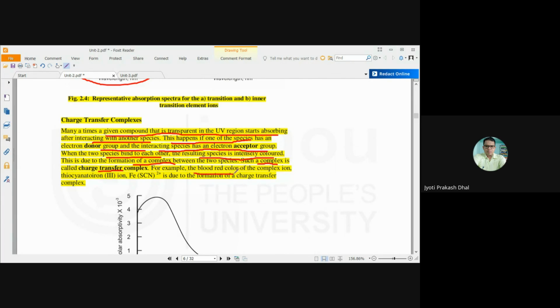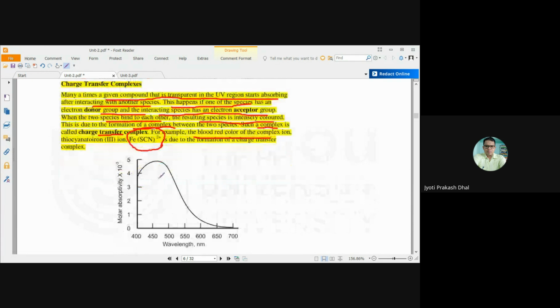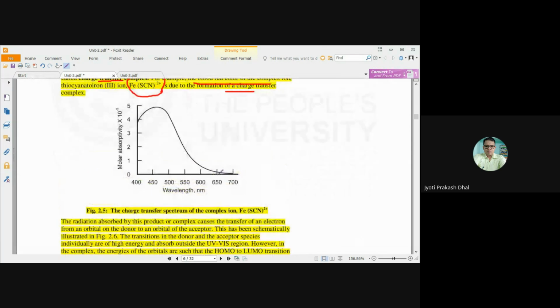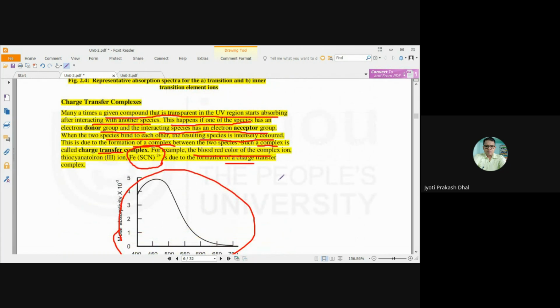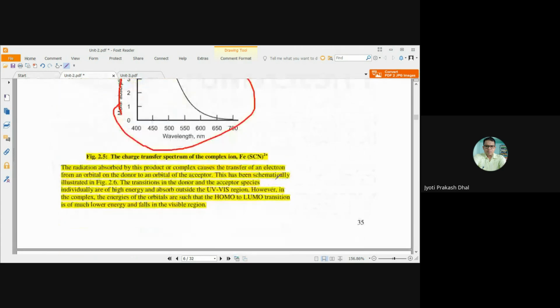For example, the blood red color of the complex ion thiocyanato iron 3 ion. This has a blood red color due to the formation of a charge transfer complex. Here is the UV visible spectrum of the charge transfer complex. The lambda max falls within the visible range, and that's why the color of this complex is blood red.